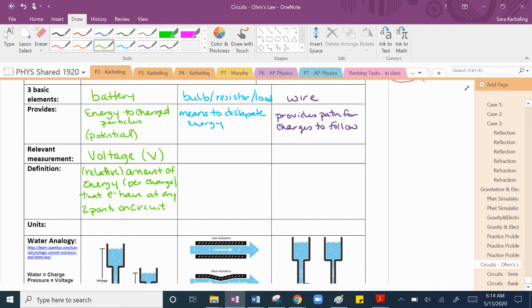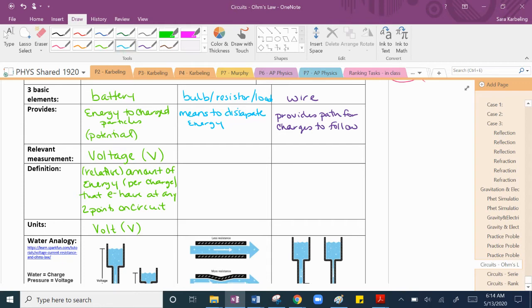And the units for voltage, they're pretty simple. They are the volt, and it's also marked with a V. So there's a lot of nice consistency there in voltage in terms of what is going on. So you're giving some energy to the electrons, and that's what this voltage stuff is about.